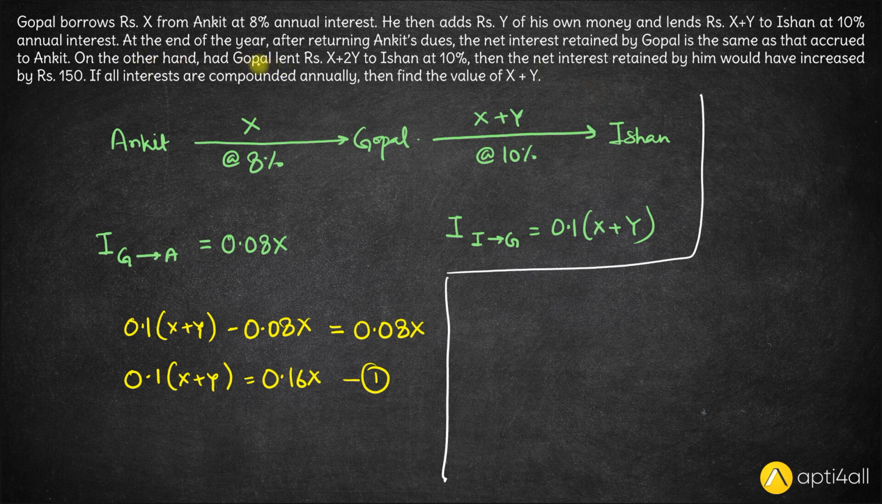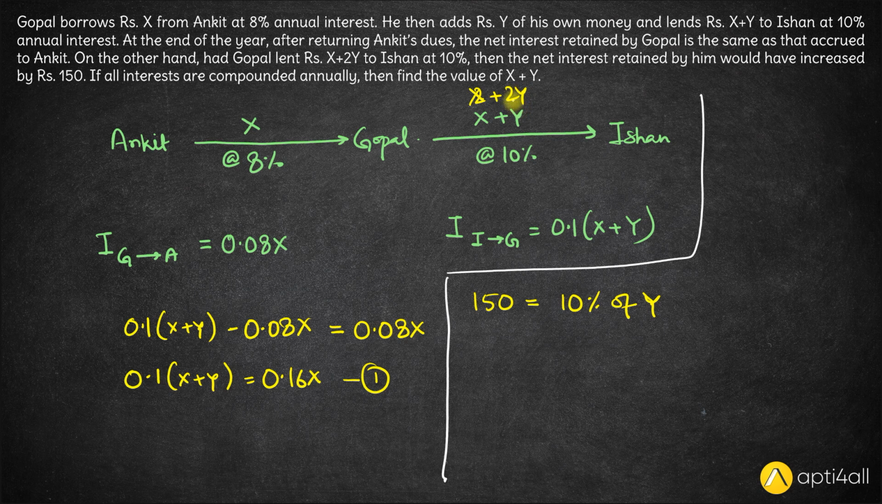On the other hand, had Gopal lent X plus 2Y at 10%, then the net interest retained by him would increase by 150. So instead of X plus Y, if he gives X plus 2Y at the same rate, interest retained by him will increase by 150. Now why does interest increase? Because the principal amount has increased. So the increase in interest, which is 150, will be the 10% of the increased principal, which is Y, isn't it? Instead of X plus Y, he is giving X plus 2Y.